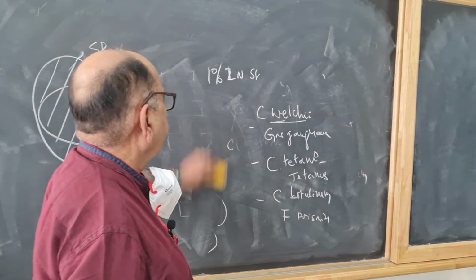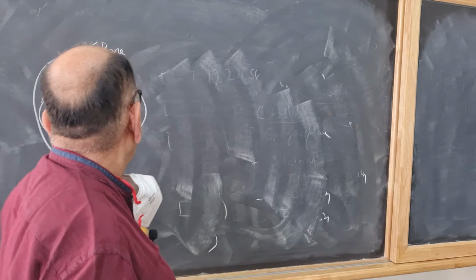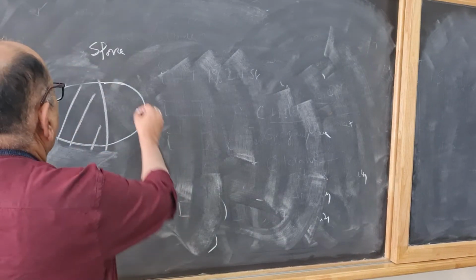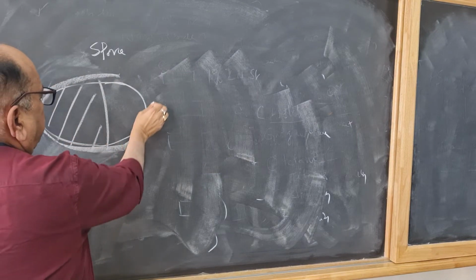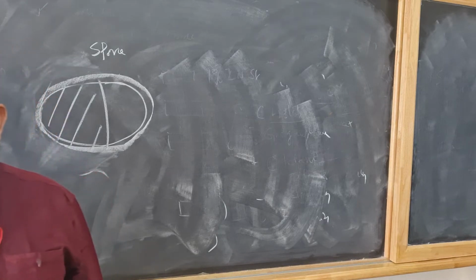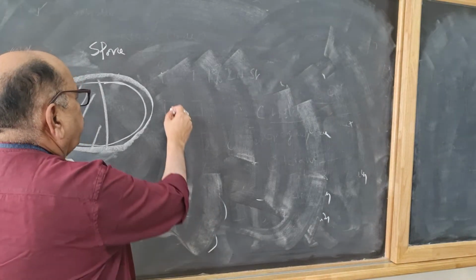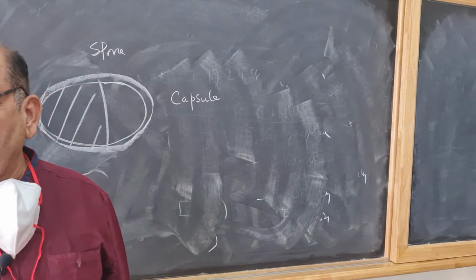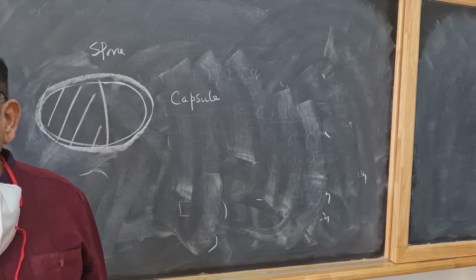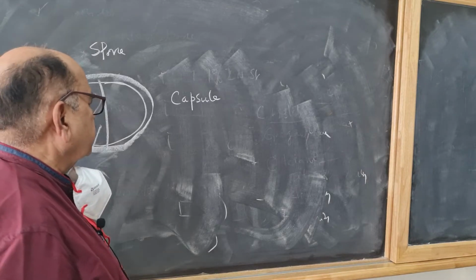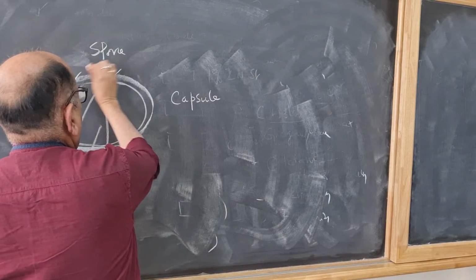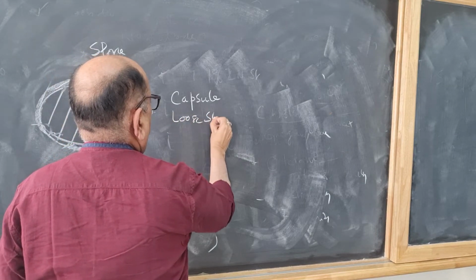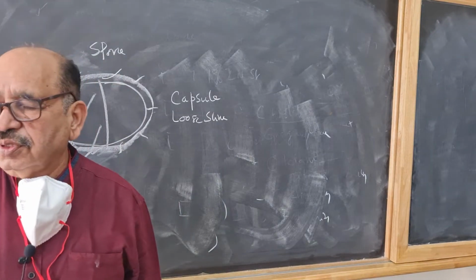Now, from here we move on. These are all bacterial appendages. Now, we move to another structure which is covering the bacterial cell wall. When it is well formed, it is called a capsule. When it is well formed, it protects bacteria against phagocytosis. When it is not well formed, it is called loose slime.